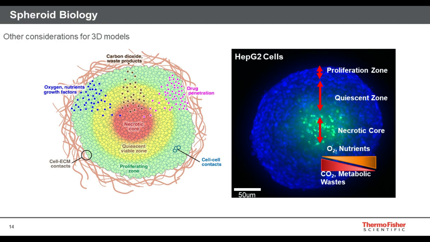Just to give you a real-life example of a necrotic core, this is a spheroid grown from HepG2 cells, which are a hepatic carcinoma cell line. You can see here these are labeled with a molecular probe called CellEvent Caspase-3/7, which lights up apoptotic cells. And you can see here a concentration of these dead and dying cells in the center of this spheroid.